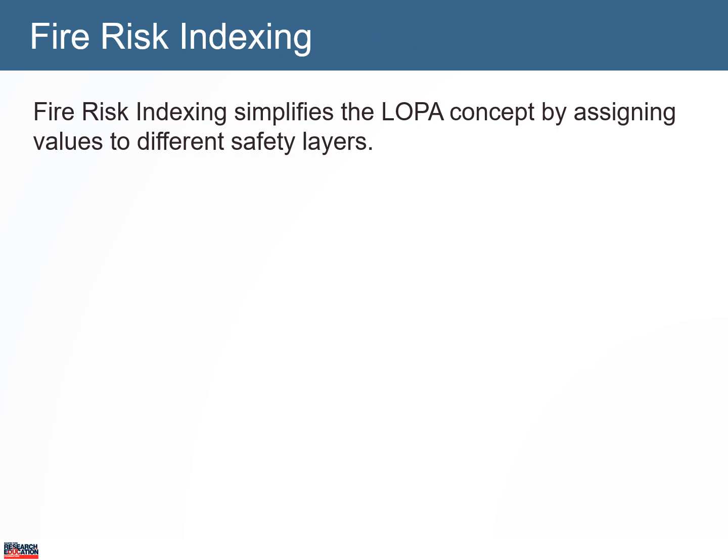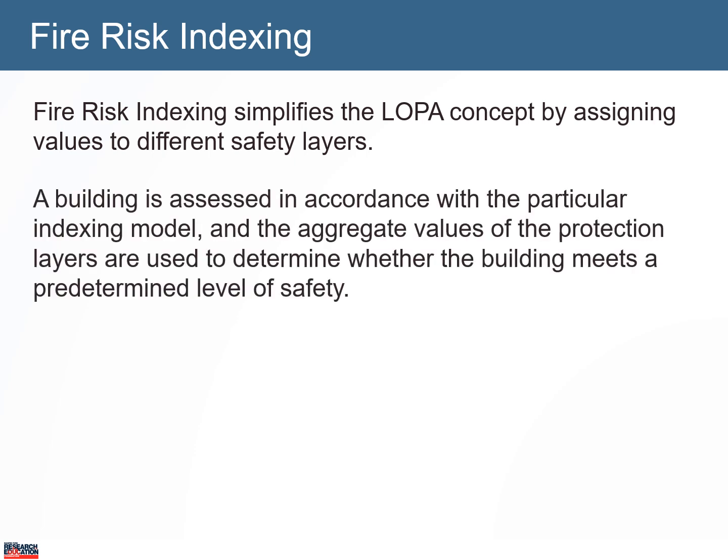Because there are a variety of safeguards, it can be difficult to assess a building's fire safety in a uniform and consistent way. Fire risk indexing simplifies the LOPA concept by assigning values to different safety layers. A building is assessed in accordance with a particular indexing model, and the aggregate values of the protection layers are used to determine whether the building meets a predetermined level of safety. The two most widely used models, NFPA and IBC, attempt to include many of the various safeguards that have an impact on the level of safety. The fire risk indexing provides a ranking method or a scoring method for each of the various mitigation features. Through that specific ranking or scoring, you can provide a process that is repeatable.